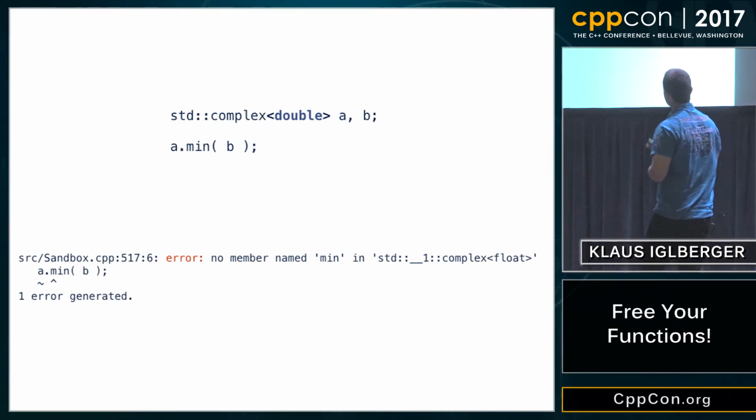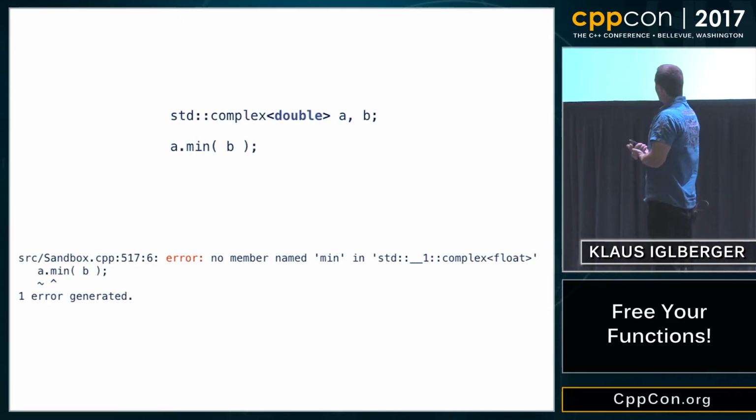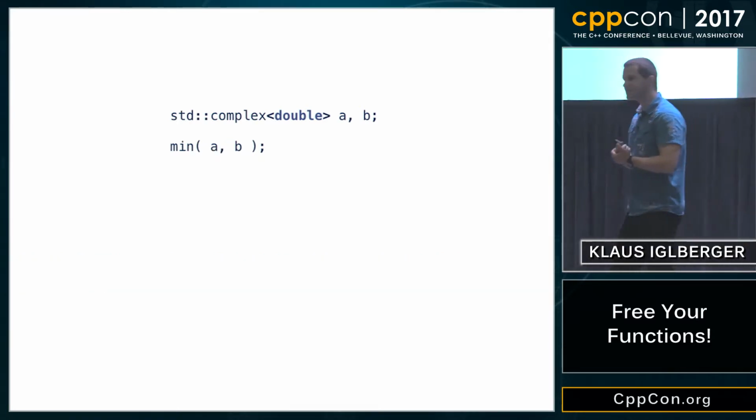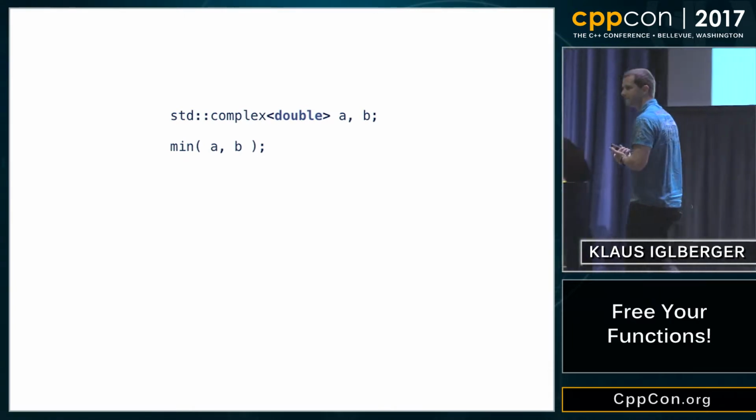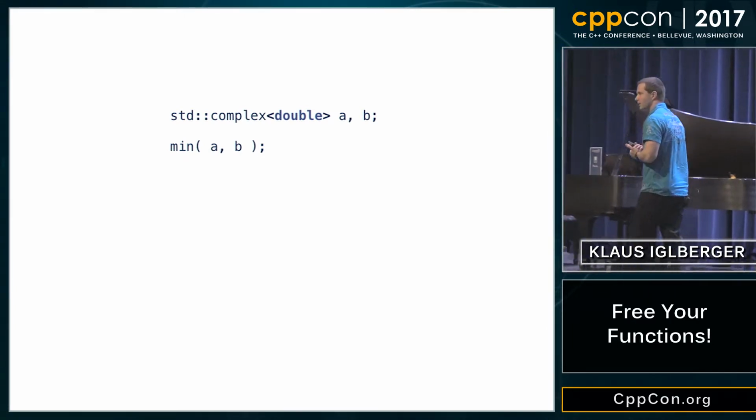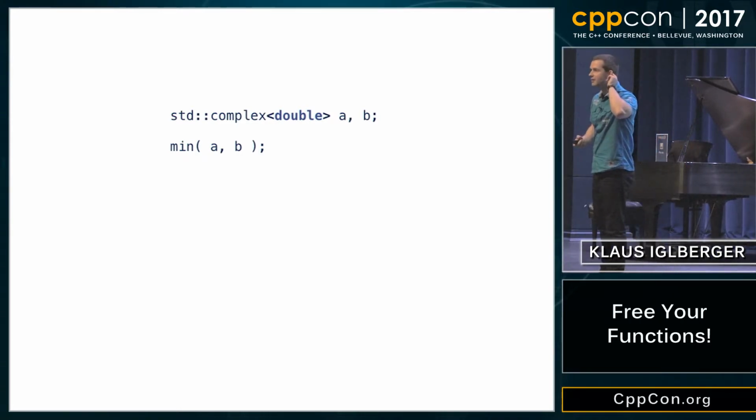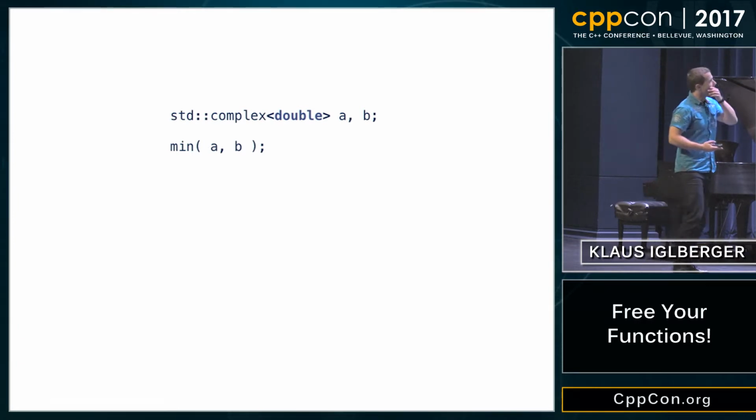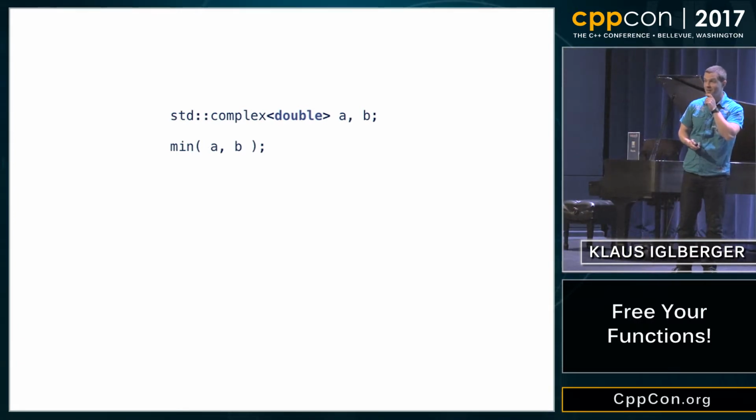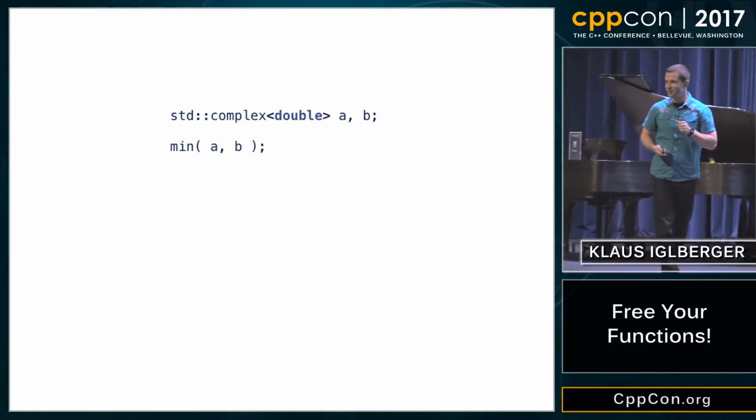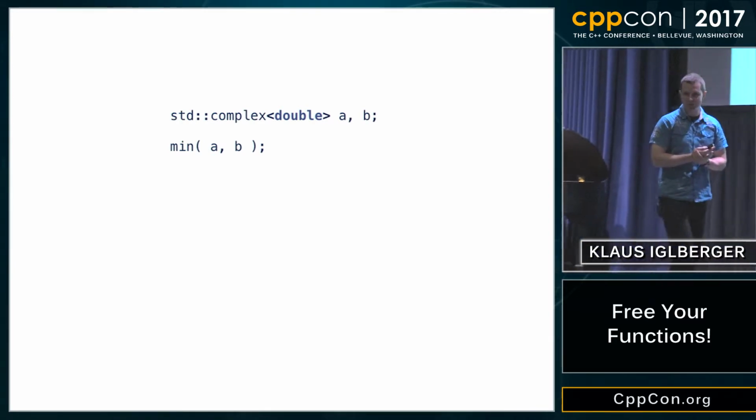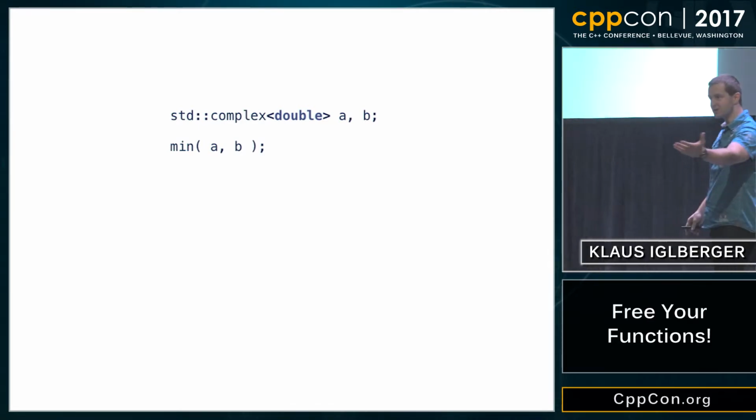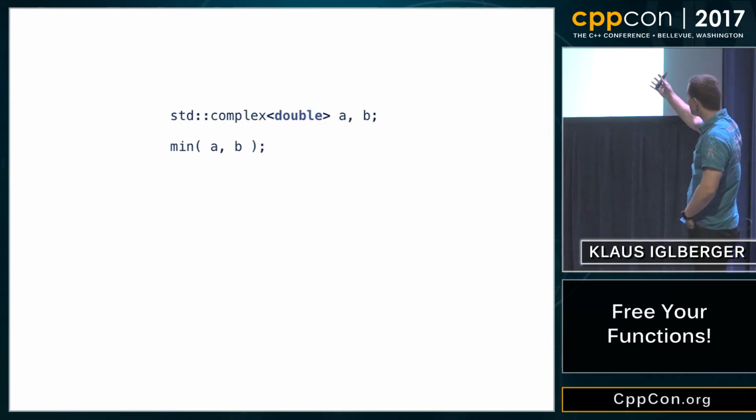There is no member named min in complex. Okay, now I changed the example a little bit. I say min a and b. Does this compile? I'm sorry? So, is there an implementation is the question. Actually, there is. Std min, correct. The standard library has a min function. What are the arguments from which namespace? The standard namespace. So ADL goes ahead, takes a look at the standard namespace, and okay, there it is, min.